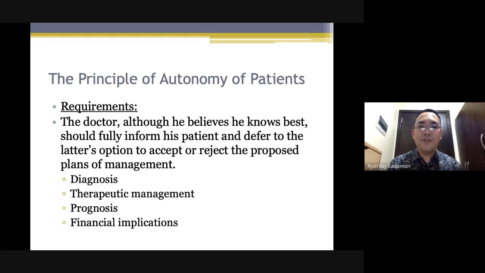Okay? So for a patient to be informed, to have an informed consent, yung kanyang kakayahan na magbigay ng pahintulot, because siya ay na-inform, dapat mabigyan siya ng information on these four aspects. Yung kanyang diagnosis, dapat alam niya. Number two, therapeutic management, kung ano yung dapat na mga gawin para mapagaling siya. Number three, prognosis, kung ano yung magiging kahihinatnan niya after the treatment. Siya ba ay gagaling? Siya ba ay lalala? Okay? And the financial implications of your treatment.